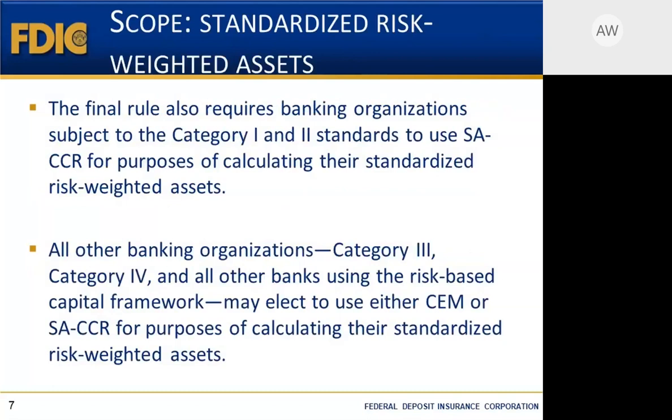The final rule replaces SAM as an alternative method for purposes of calculating advanced approaches total risk-weighted assets under the agency's risk-based capital rules. The final rule also requires banking organizations subject to the Category 1 and 2 standards to use SA-CCR for purposes of calculating their standardized risk-weighted assets. All other banking organizations, Category 3, Category 4, and all other banks using the risk-based capital framework may elect to use either SAM or SA-CCR for purposes of calculating the standardized risk-weighted assets. As noted before, non-advanced approaches banking organizations may elect to use SA-CCR or SAM.